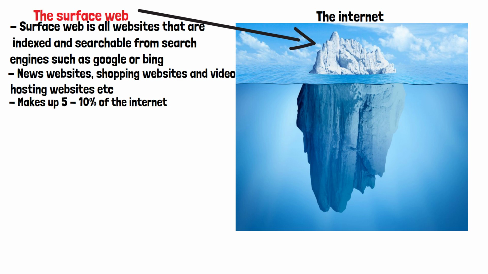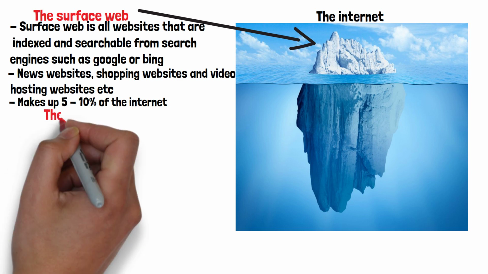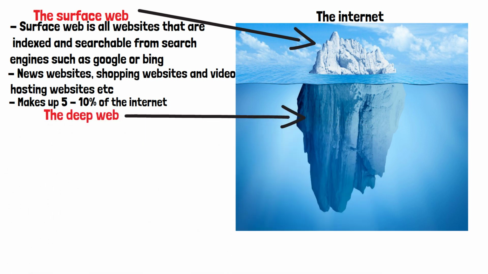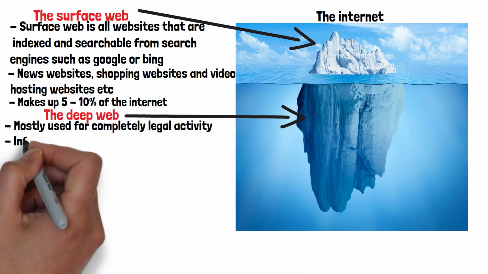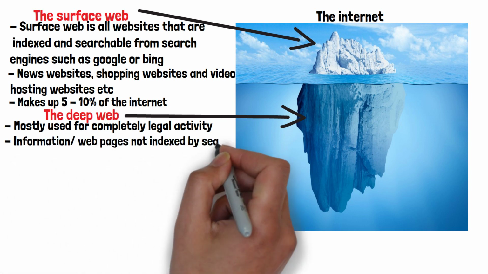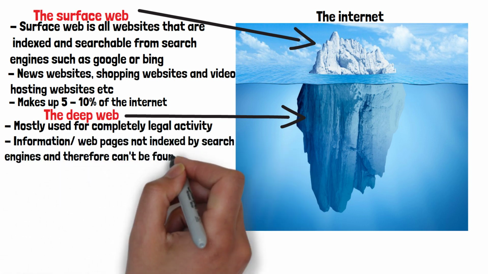This takes us on to the largest part of the internet, known as the deep web. News outlets and people without technical knowledge will often describe the deep web and the dark web as the same thing, but this is not the case. The deep web is mostly used for completely legal activity. The deep web is simply information that is not indexed by search engines and therefore can't be found by them.